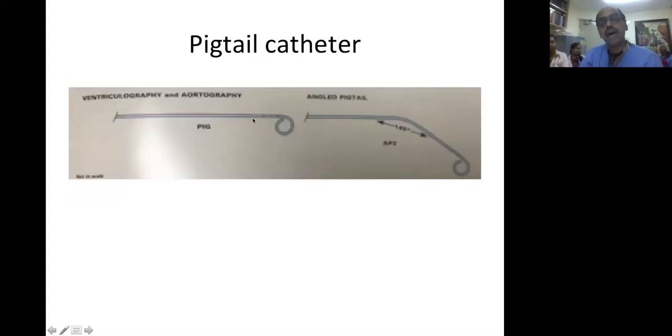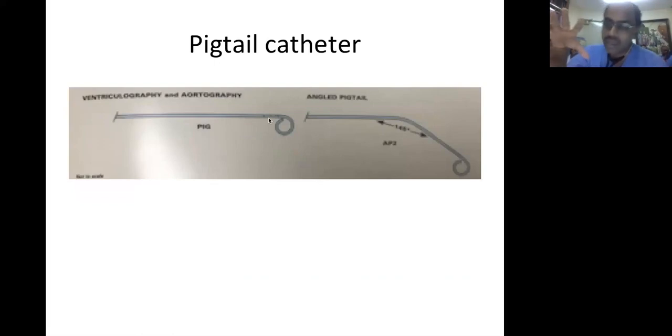Pigtail catheter is a common angiographic catheter, which is used for making angiography either in the blood vessel or in the ventricles. Pigtail catheters, because of the multiple holes, are very safe for making a large volume contrast injection. So one of the questions that you need to remember will be, what is the flow rate that we can give through a pigtail catheter?